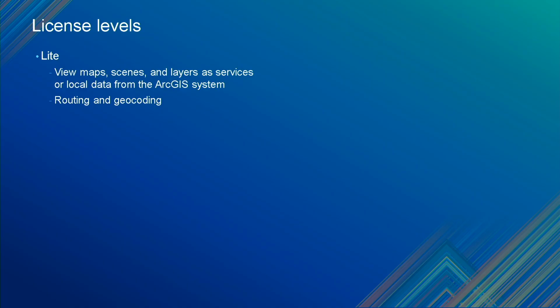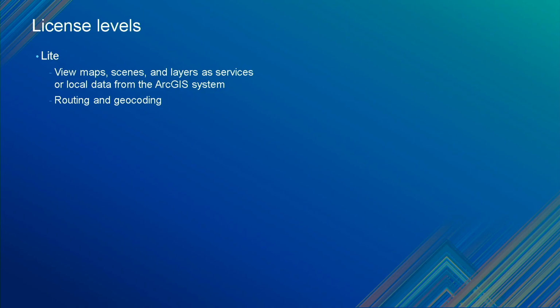With that in mind, let's take a look at some of the license levels, and this is where capabilities factor in. There are 4 levels: light, basic, standard, and advanced. So first, let's take a look at light. So light is available to all developers at no cost. It includes viewing apps or viewing maps, scenes, ArcGIS layers of services, working with ArcGIS local data created by the ArcGIS system. This includes things like tile packages, vector tile packages, scene layer packages, mobile map packages, mobile scene packages, in many cases, mobile geodatabases.